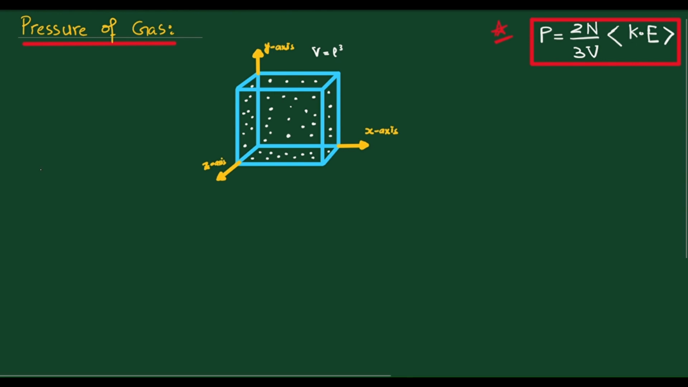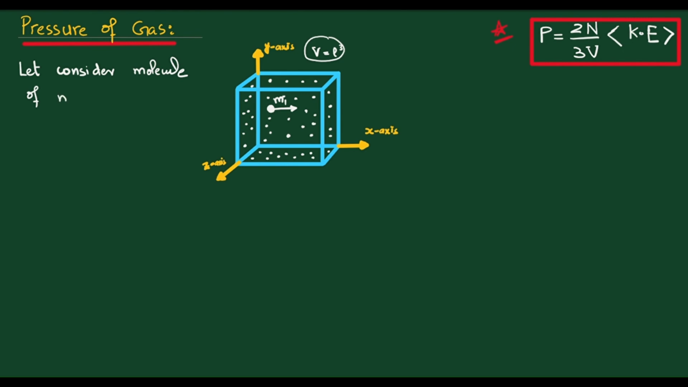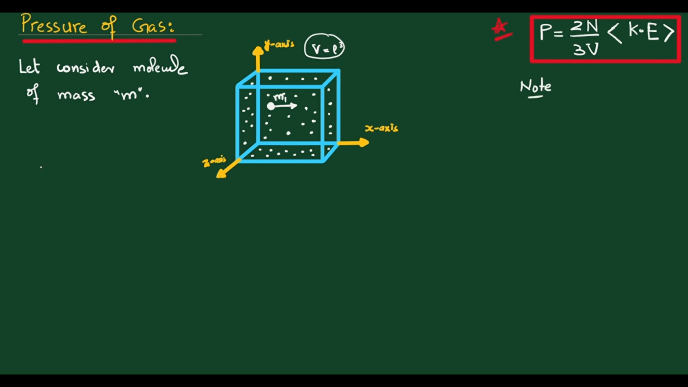First of all, we consider a container of volume L cube, and there are a large number of molecules. Consider simply one molecule, a single molecule of mass m, which is moving in the x direction.